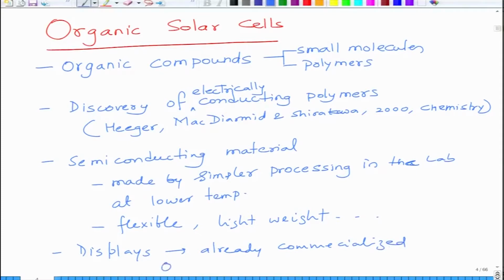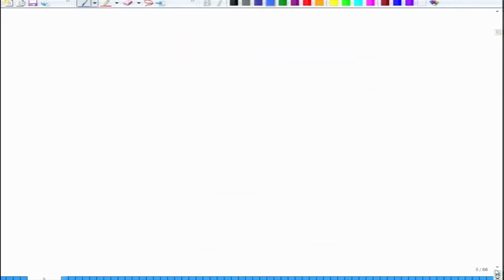So, you have these OLED displays in mobiles, AMOLED displays in mobiles and TVs and all that. Samsung and LG are competing with each other. They are already commercialized.